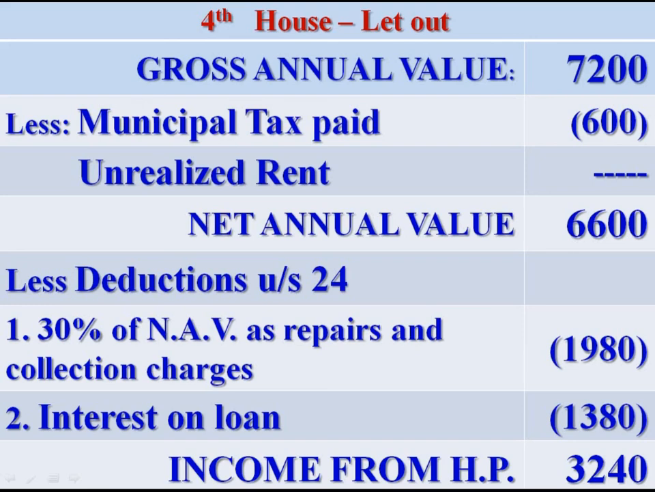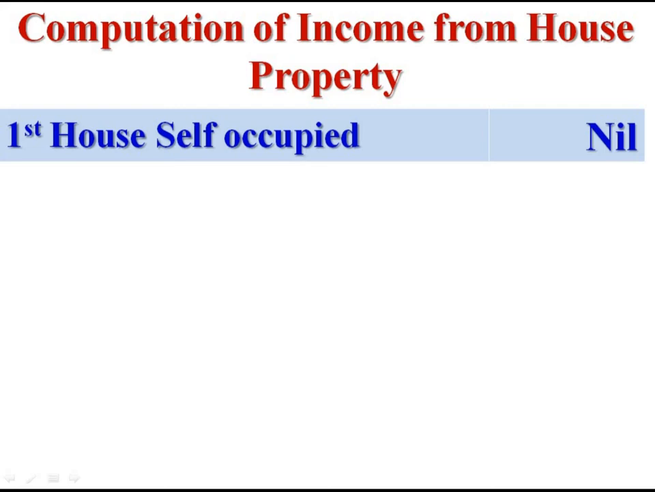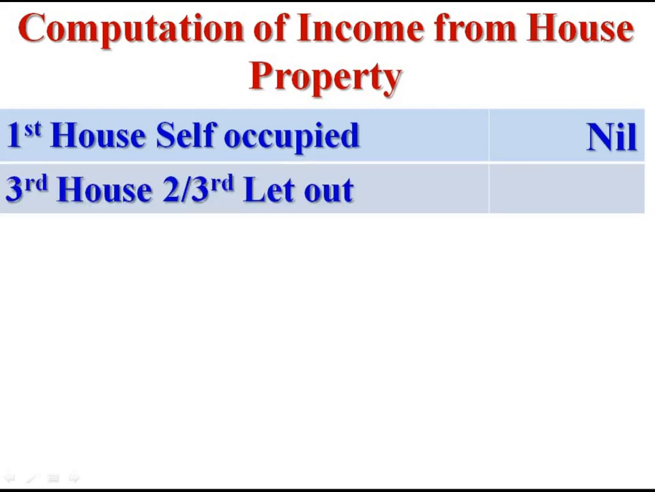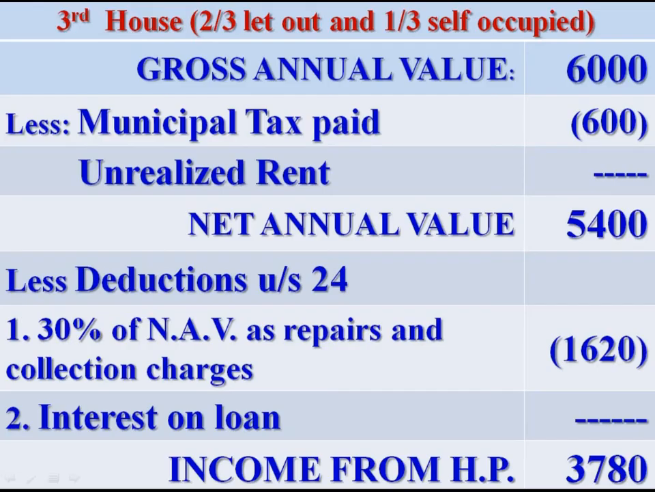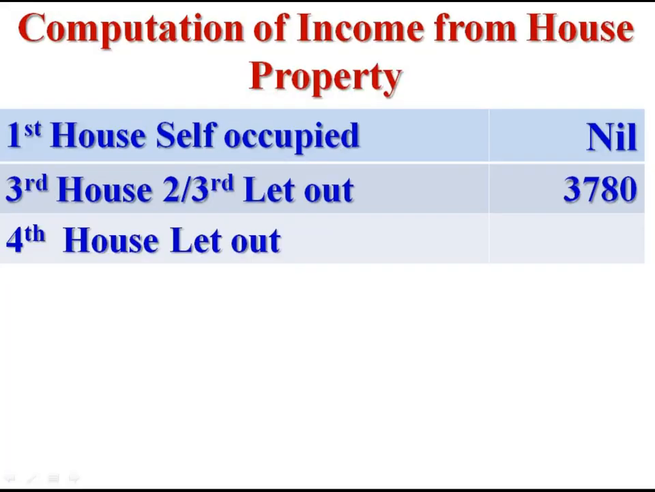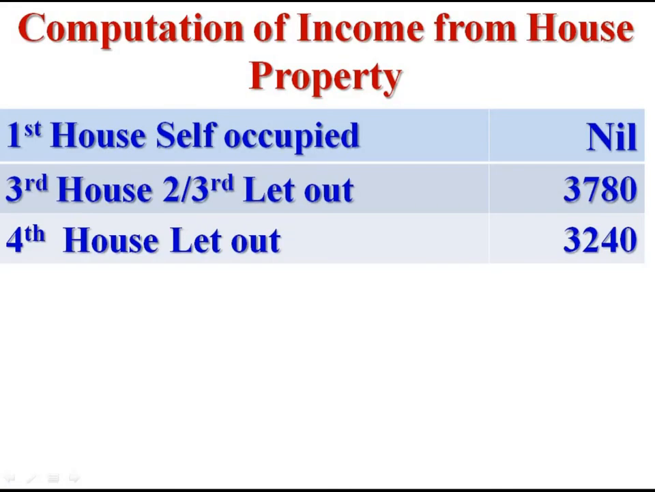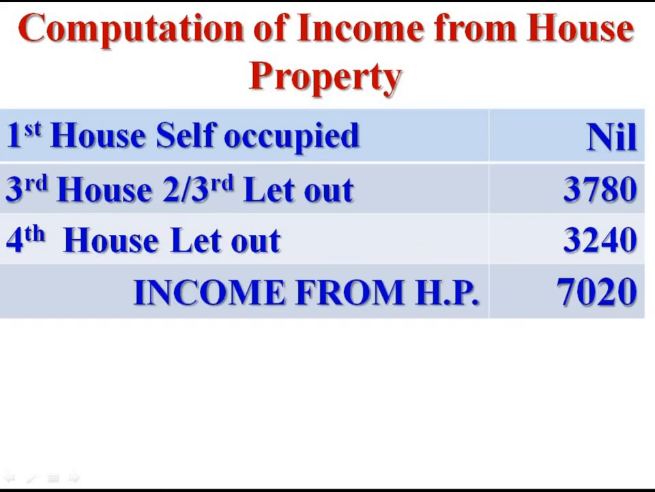3,240. Then compute income from house property for the year 2019-20. First row, self-occupied, answer nil. Third row, 2/3 let out and 1/3 self-occupied, we got answer 3,780. Fourth house fully let out, the answer is 3,240. Add, we get 7,020. It is the income from house property of Mr. A for the assessment year 2020-21. So thank you.